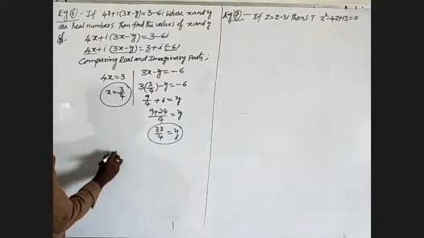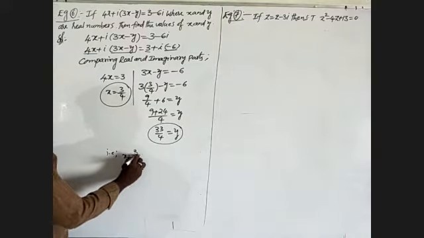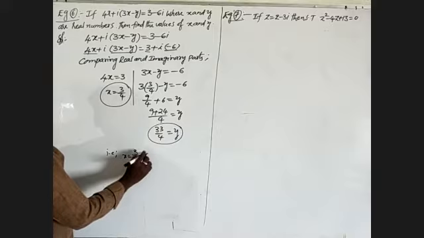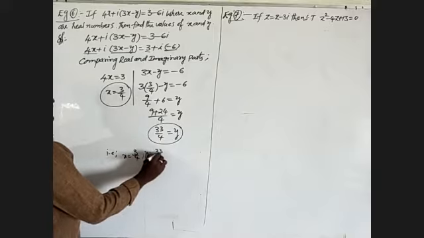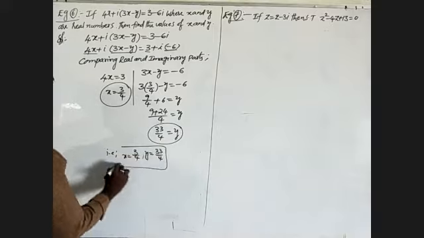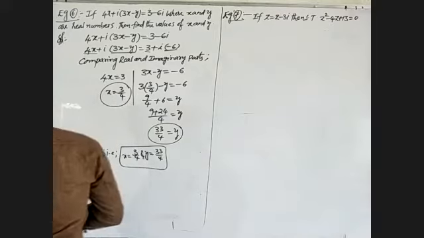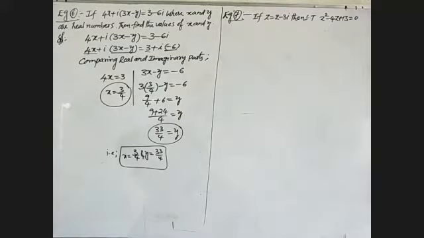That way, x is 3 by 4, and after that y is 33 by 4. This is the given x and y values.